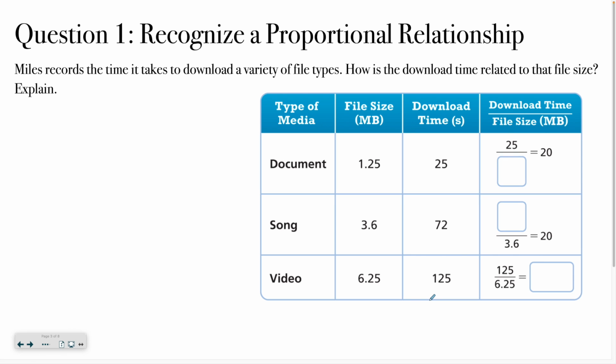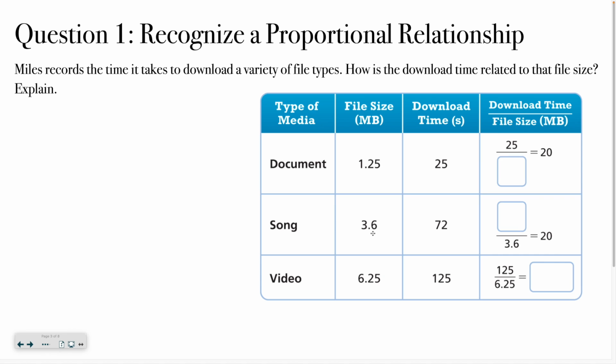Explain. You can see that for a document, the file size is 1.25 megabytes and the download time is 25 seconds. Here it tells you that the download time goes on top and is being divided by the file size, so you put the file size right here. Then for a song, 3.6 megabytes takes 72 seconds to download.